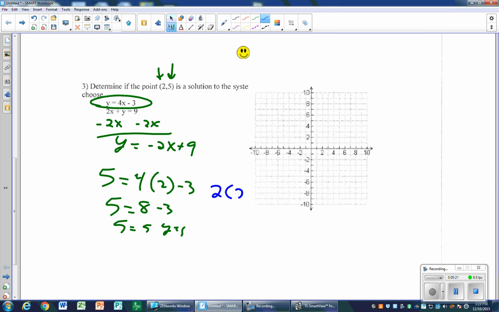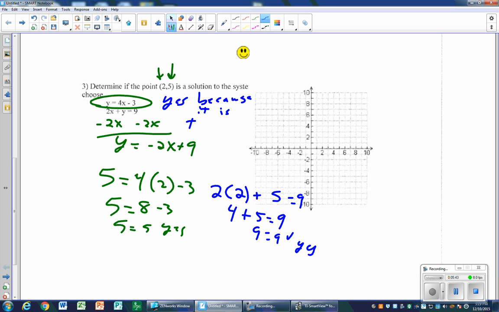2, what was x? 2 plus, what was y? 5 equals 9. 4 plus 5 equals 9. 9 equals 9. That's a yes. So does it determine the point solution of the system? Yes, because it is true for both.